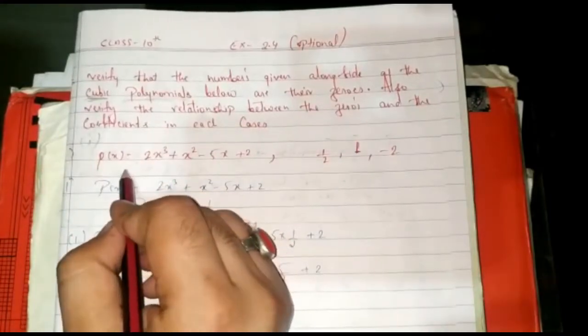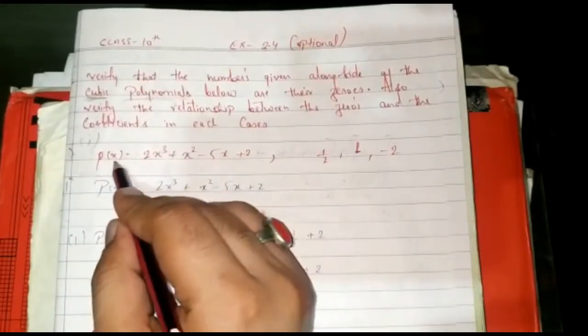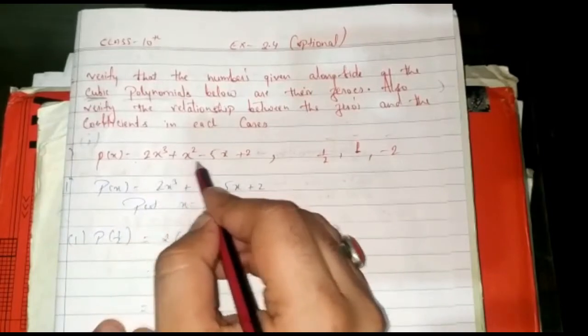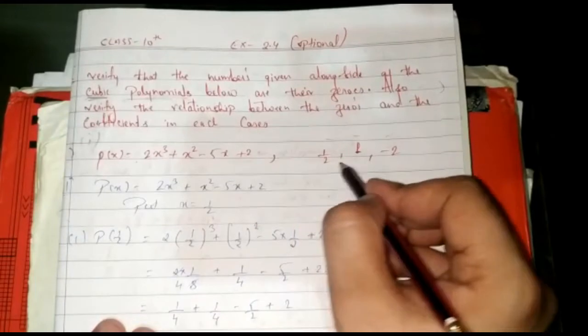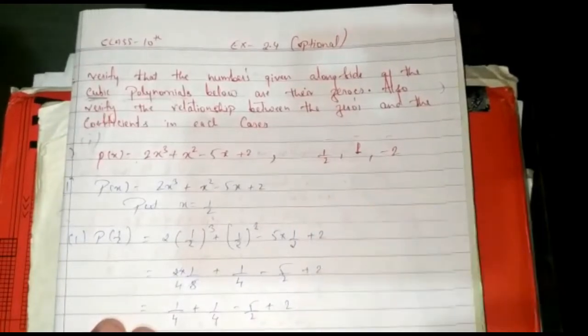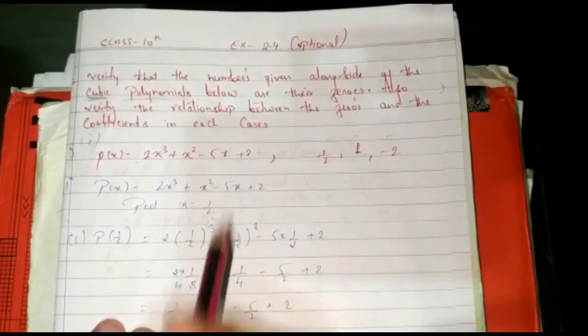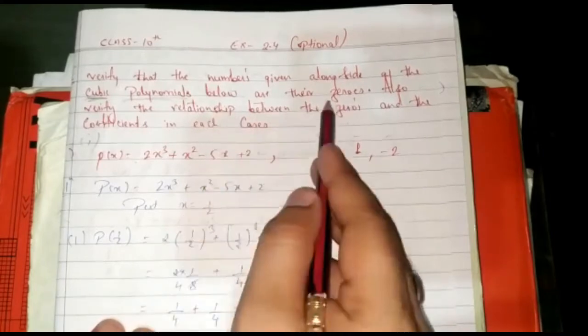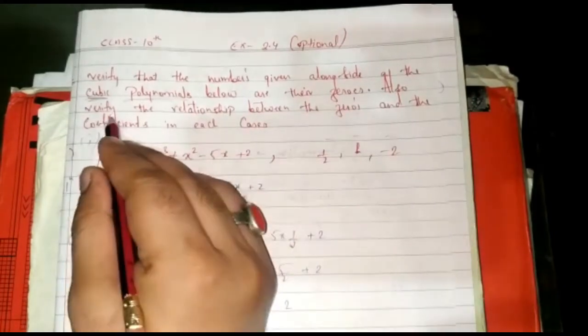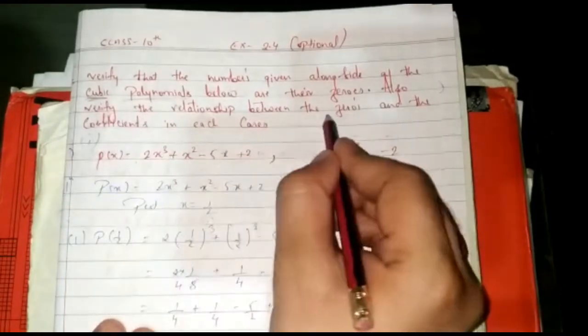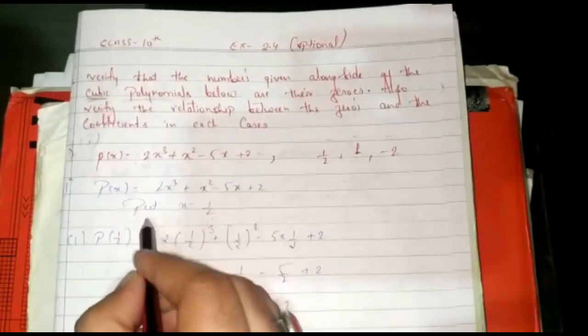The polynomial given is p of x equals 2x cube plus x square minus 5x plus 2, and the zeros given alongside are 1 by 2, 1 and minus 2. So we have to verify the relation between zeros and coefficients in each case. We will discuss how to verify the relation between zeros, especially in the case of a cubic polynomial.